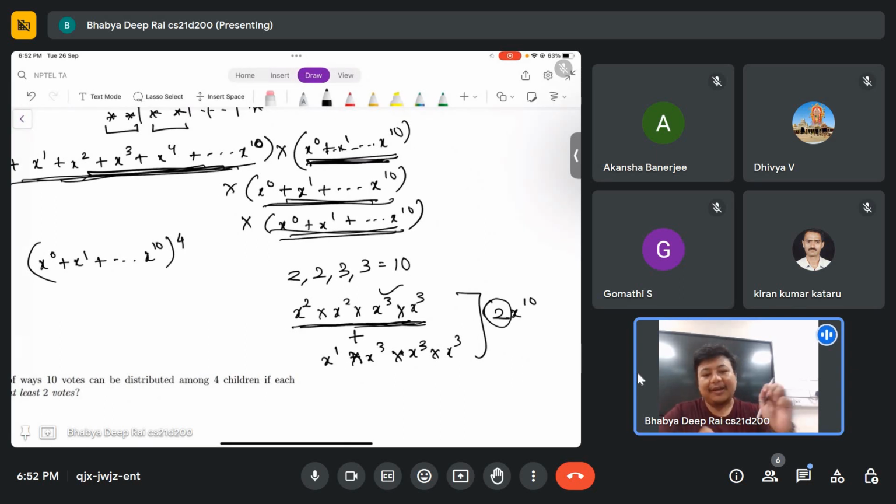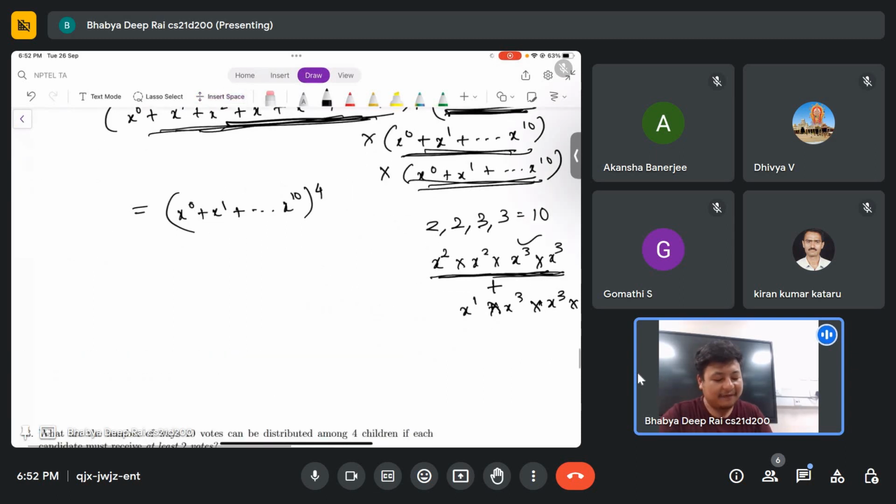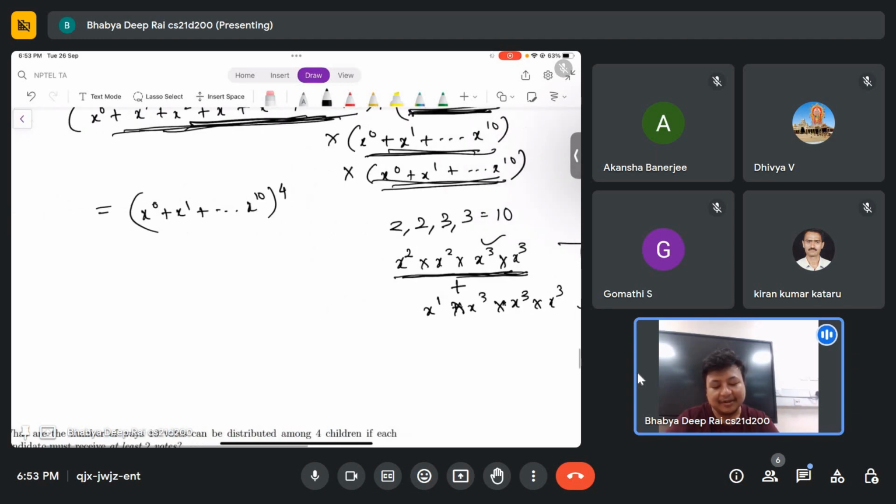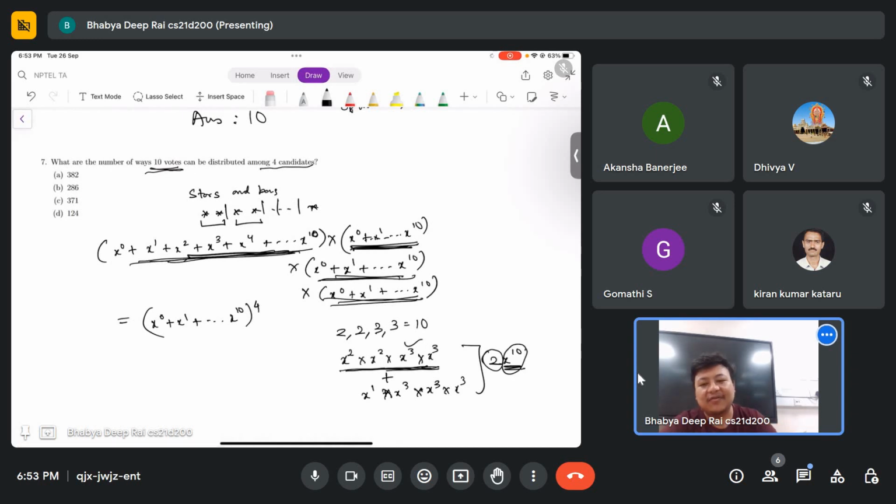So the coefficients will exactly represent the number of choices you have in distributing the votes. And we are only interested in x to the 10 because totaling it to 10 shows that the distribution is correct. If it was x to the 11, then that would not be correct because someone is getting more votes, but total votes were only 10. The question says 10 votes. How will you distribute 10 votes among 4 candidates? So I hope you see the connection.